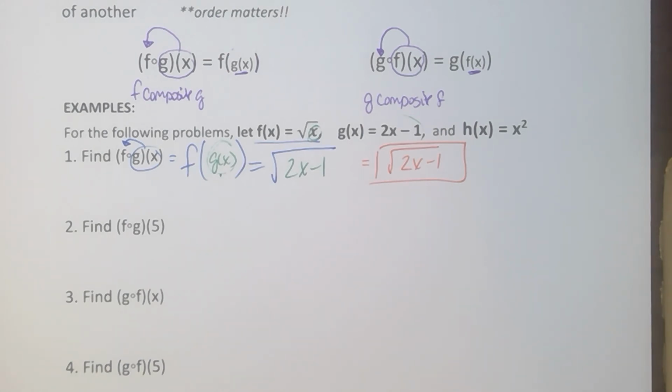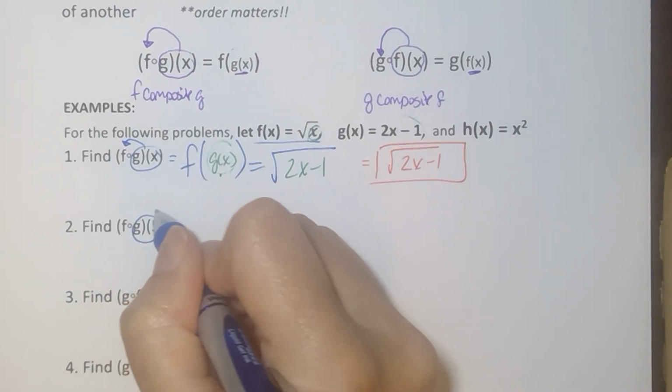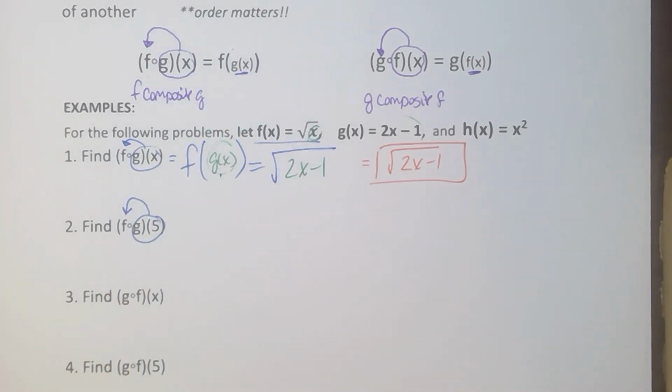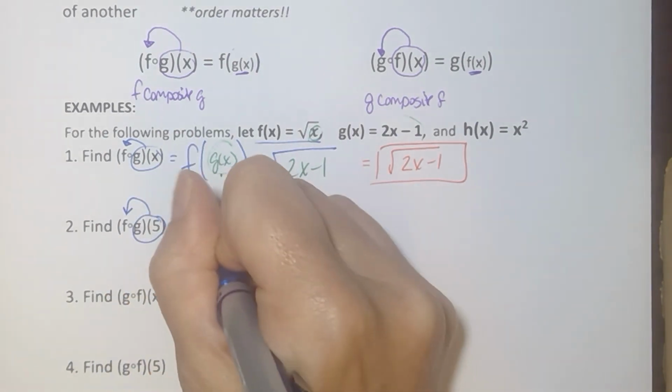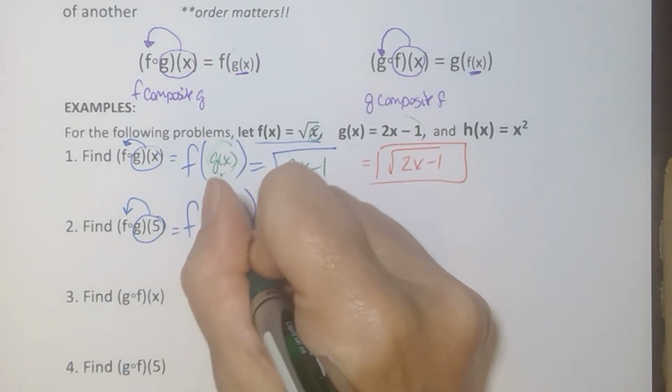Number 2 says to find f composite g of 5. So I'm taking g of 5, not x, but I'm using 5, and I'm plugging it into f. So again, to rewrite that, f of, and then I'm plugging into f, g of 5.